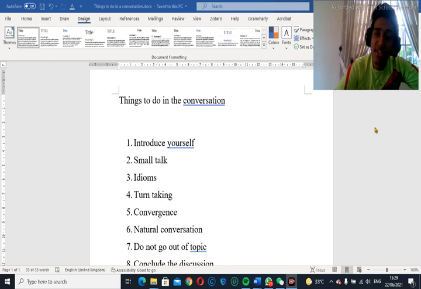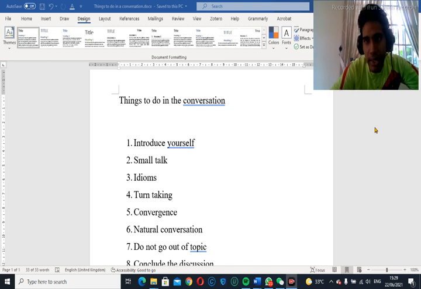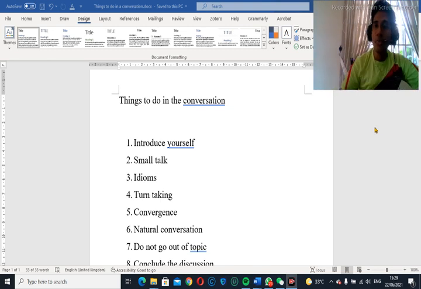Number 4 is turn taking. Turn taking means letting the other people, giving chance to the other people to express themselves. You cannot be dominating the whole conversation. You must let person B or person C express themselves. So turn taking, allowing the other person to express themselves.